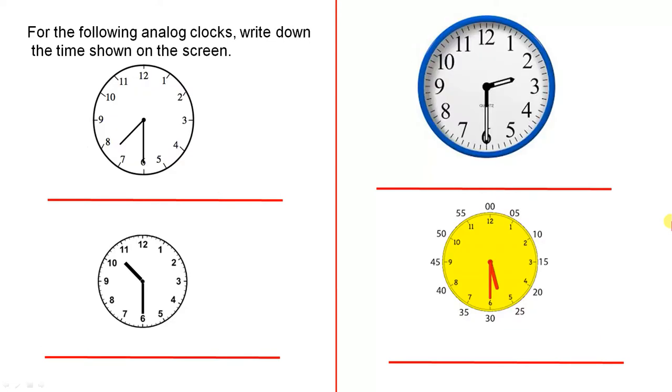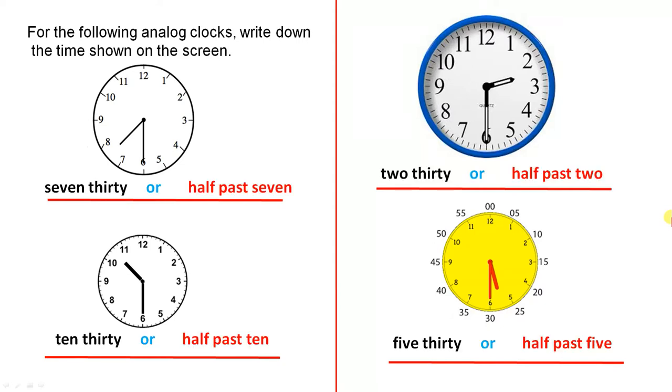For the following analog clocks, write down the time shown on the screen. Exactly the same thing. Pause for as long as you like, write down the four answers on a sheet of paper, and the answers are on the next slide. So here are the answers coming up now. So we have 7:30, 10:30, 2:30, and 5:30. Now we go on to the final slide.